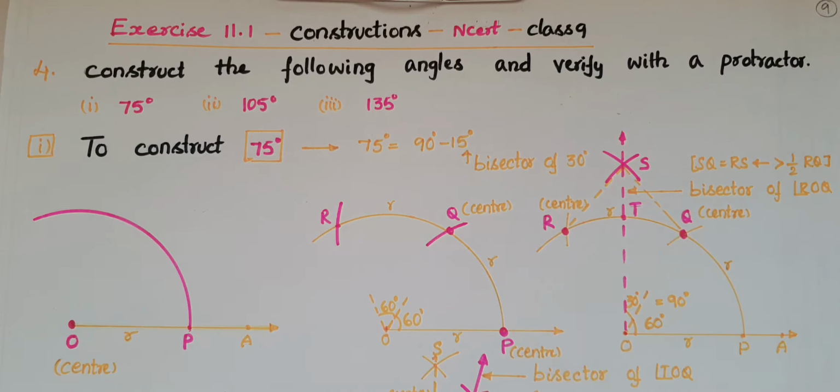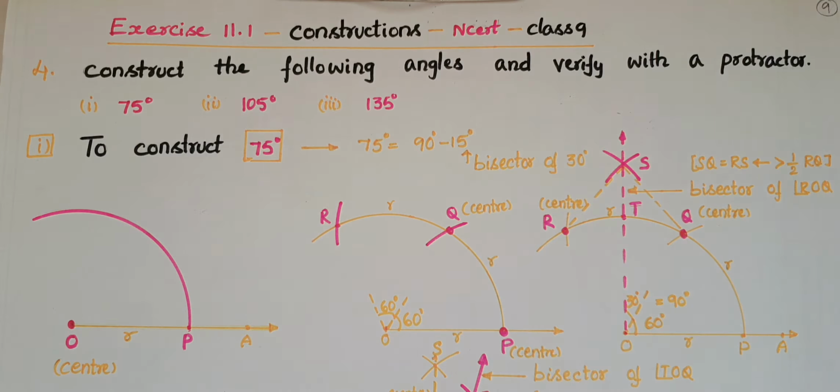Hello everyone. Today I am going to tell the solutions of exercise 11.1 from the constructions chapter from NCERT class 9. This is the fourth problem. Construct the following angles and verify with a protractor. So the first one is 75 degrees.